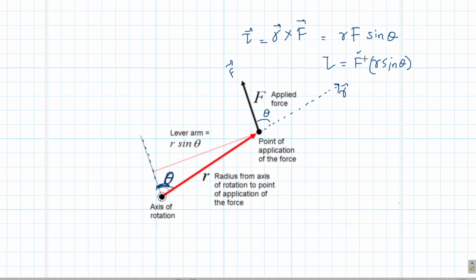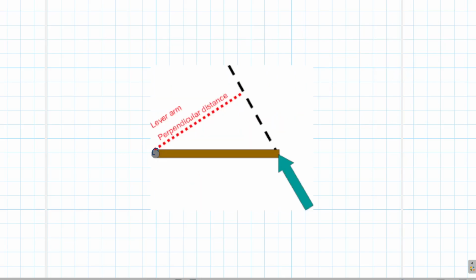If the magnitude of the force is fixed, then R sine theta determines the magnitude of the torque. So this value R sine theta is often called the lever arm or the moment arm in the case of torque. So suppose this is our axis of rotation and this is our body. So this is vector R. So we are applying the force here. We are pushing this body to rotate.